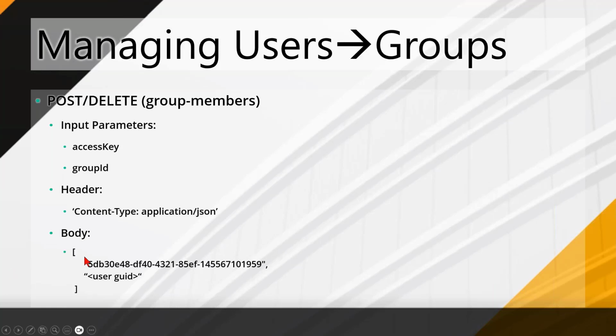The body is basically a list of IDs that are user IDs, and I'm either posting to add them to the group members list, to that particular group ID, or I'm deleting them from that group list. So you can get a list of all of them. You could delete them all if you want to clear it out. That's one way to do it. Or you can add users to particular groups.